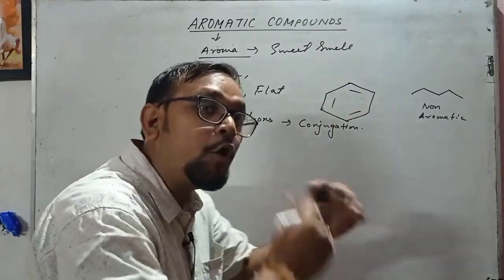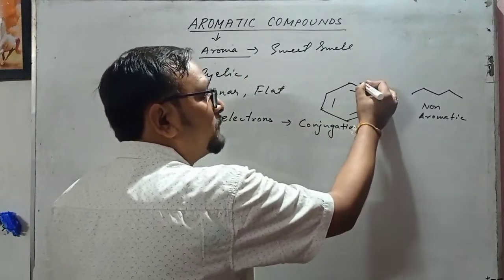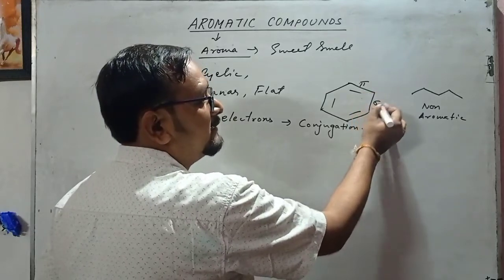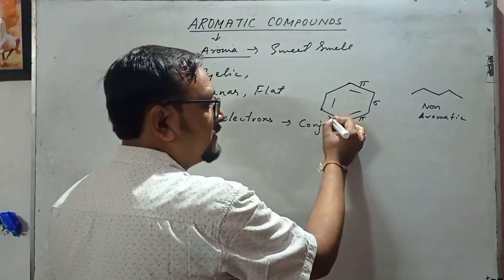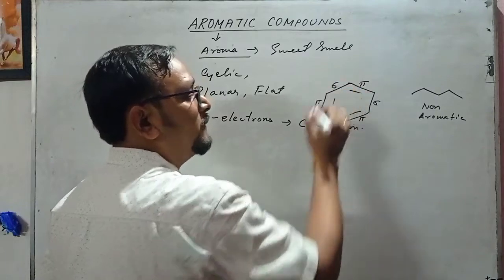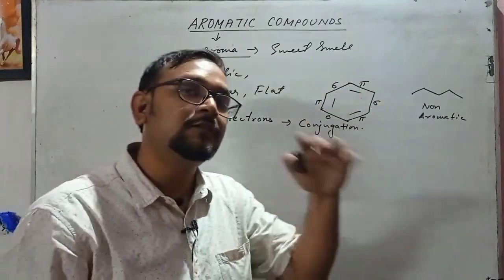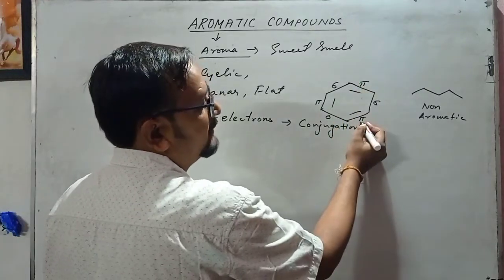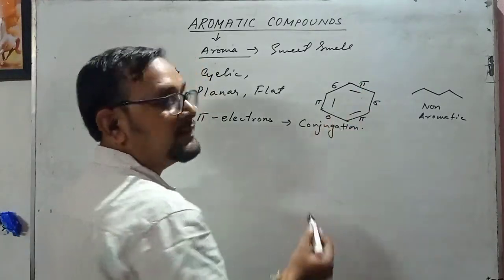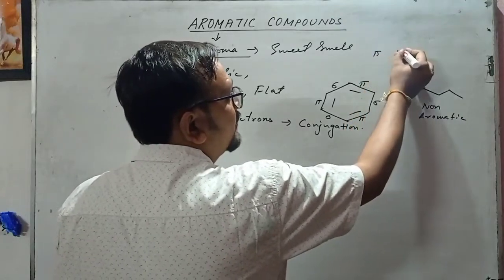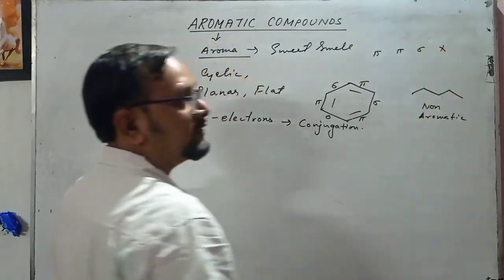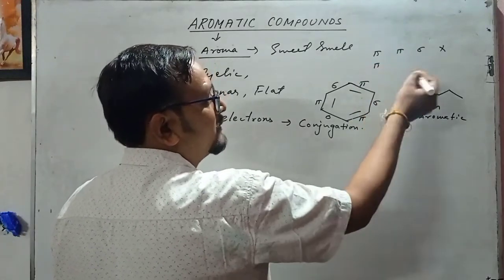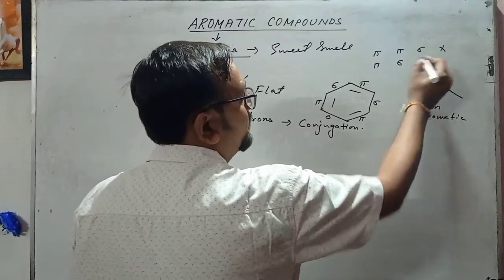Conjugation means alternate. See, this is a pi electron or pi bond, and here sigma, pi, sigma, pi, sigma. This is known as conjugation. Conjugation means in alternate position. So in this case you can see that the pi electrons are in conjugation. It is not like pi, pi, sigma. This is not a conjugation. In order to be conjugation, it needs to be alternate: pi, sigma, pi.